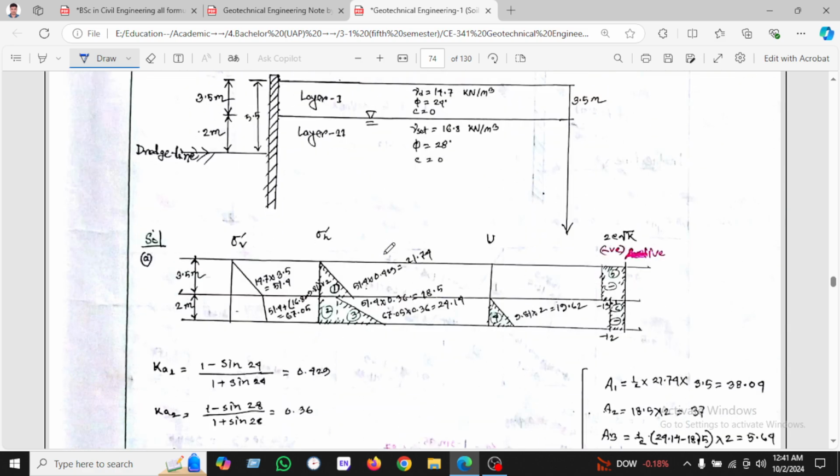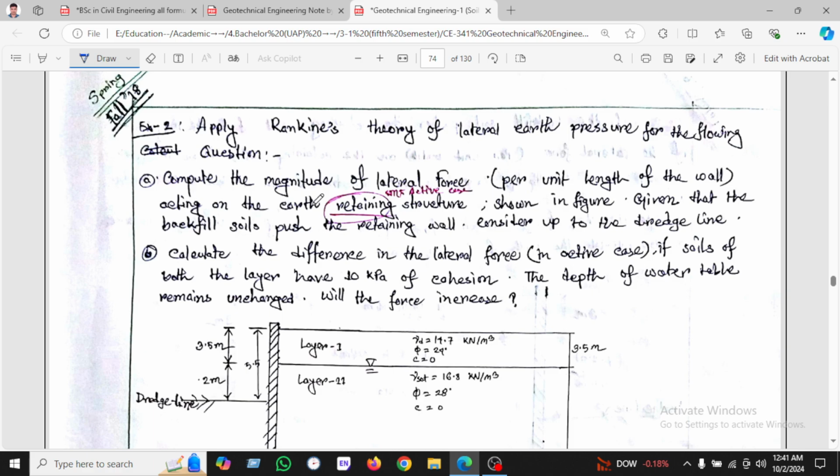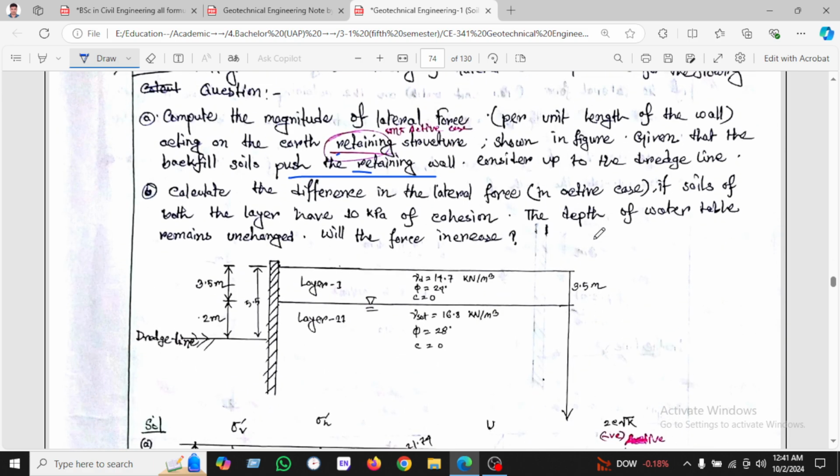So let's see another example which is given. Apply Rankine's theory of lateral earth pressure for the following question. Compute the magnitude of the force per unit length acting on the retaining wall. This means the active case, as shown in the figure: the backfill soil pushes on the retaining wall, so this means the active case. And calculate the different lateral forces in the active case, if the soil layers have a 10 kPa cohesion. So all the data is given here.